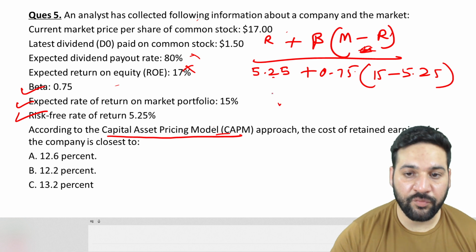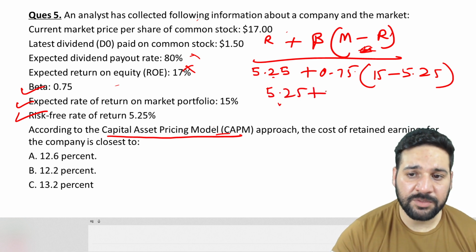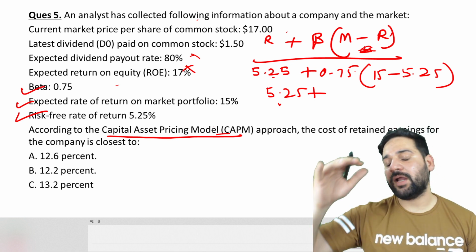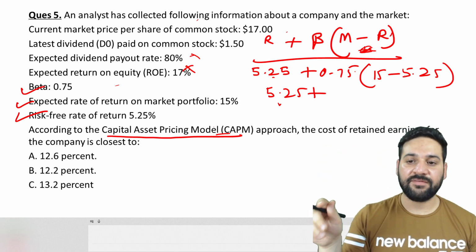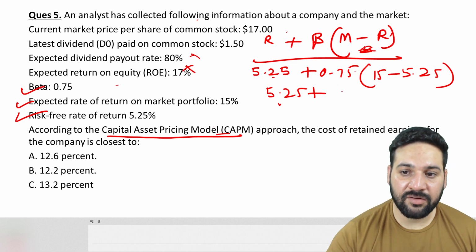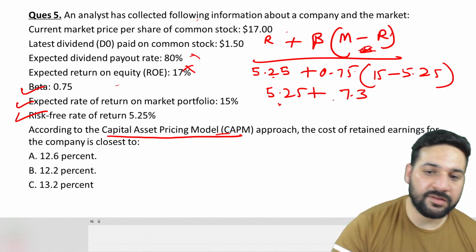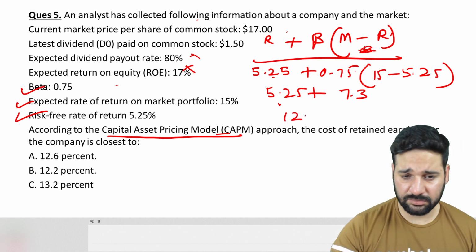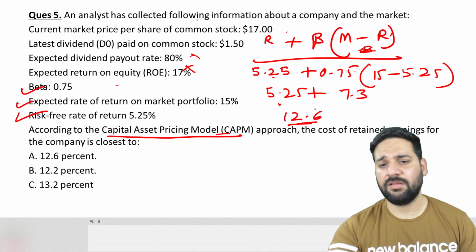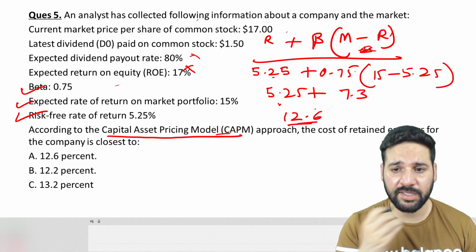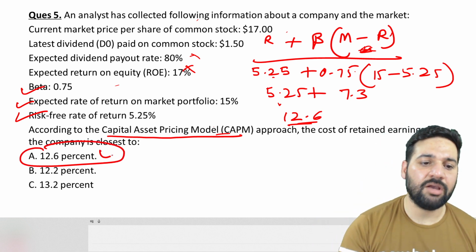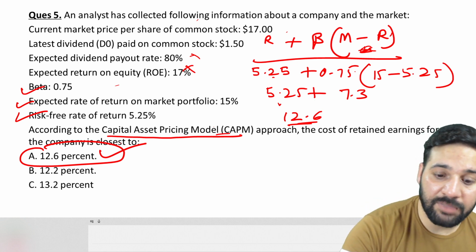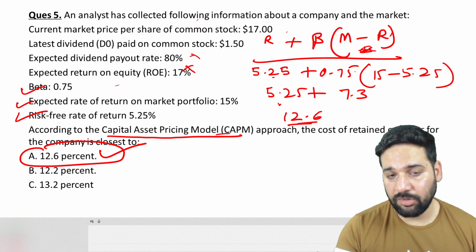So 5.25 plus 0.75 of the difference, 15 minus 5.25, which is 9.75. 75% of that is around 7.3. So it is 5.25 plus 7.3, and combined it is around 12.6. So 12.6 is the correct answer. We got the correct answer. Very, very simple. That's how you use the CAPM method.